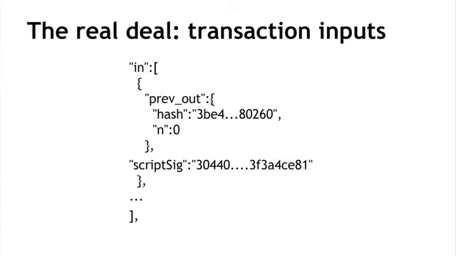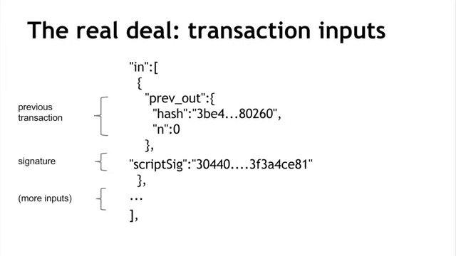The transaction inputs are just an array of inputs that all have the same form. The inputs specify a previous transaction, so they have the hash of the previous transaction, or a hash pointer to it, and the index of which output from that transaction you're actually claiming. And then there's a signature. Remember that we have to sign to show that we actually have the ability to claim those previous transaction outputs.